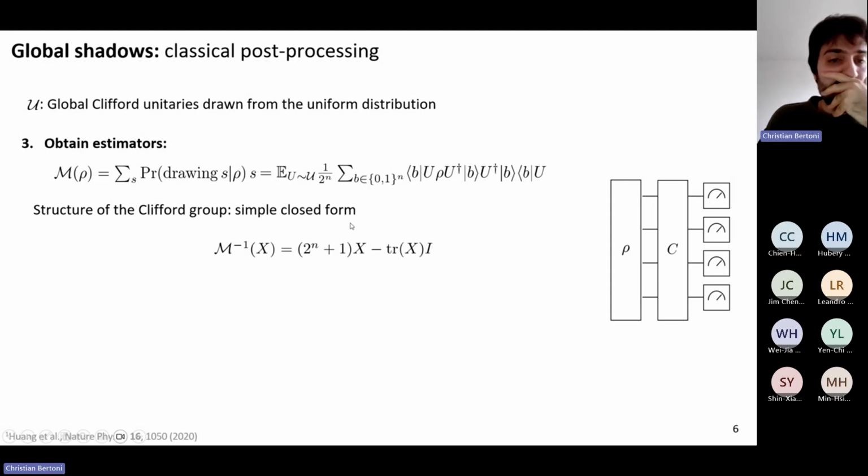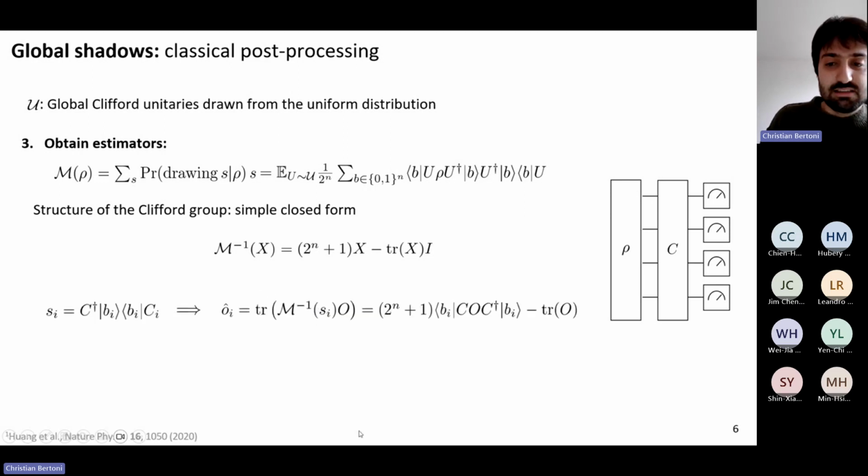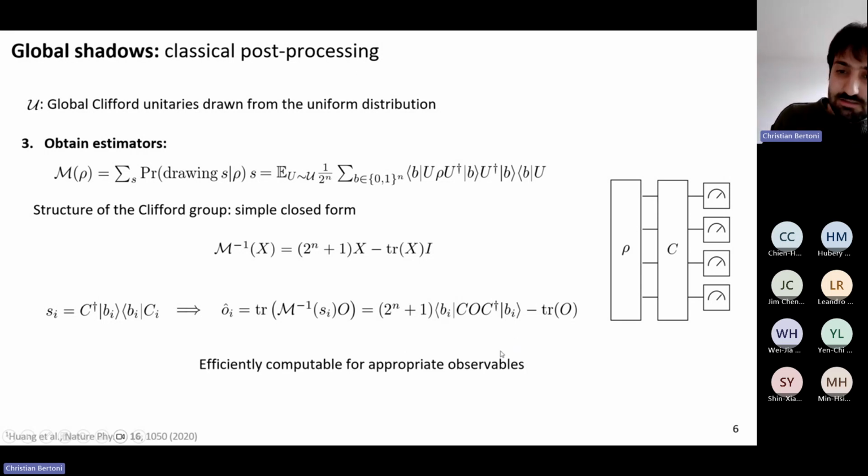And in this case, this nice structure of the Clifford group means that there is a simple closed form for this M channel. M is simply a depolarizing channel for some depolarizing strength, which means that there is also a simple closed form for the inverse of this channel, and that given some snapshot, computing this estimator is just a matter of computing this overlap here. This is all you have to do, and this is efficiently computable with a caveat for appropriate observables.